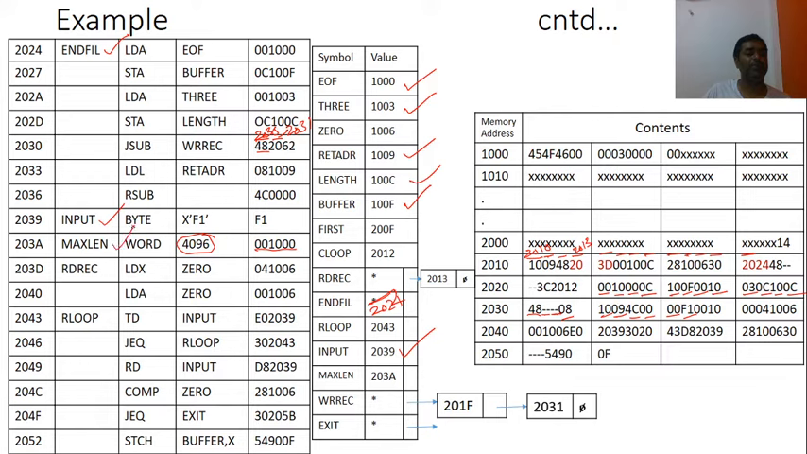And there is a label MAXLEN. We have to insert this label in the symbol table. MAXLEN. What is the value corresponding to MAXLEN? 203A. You can see here 203A. Now we have to load this object code 001000. It is loaded here, 001000.